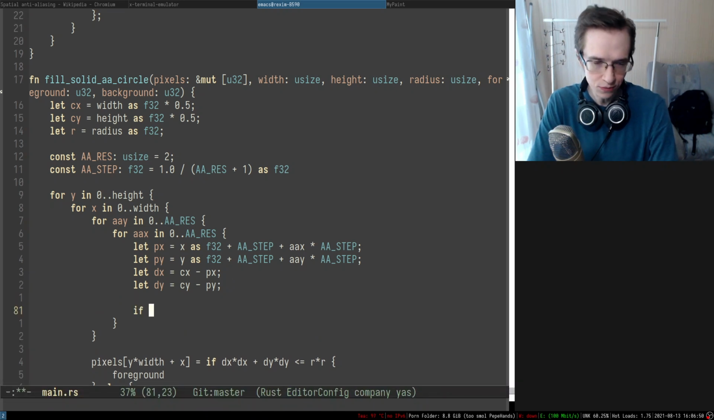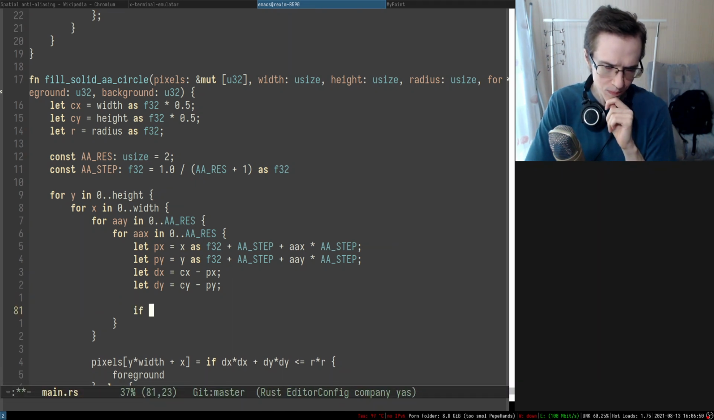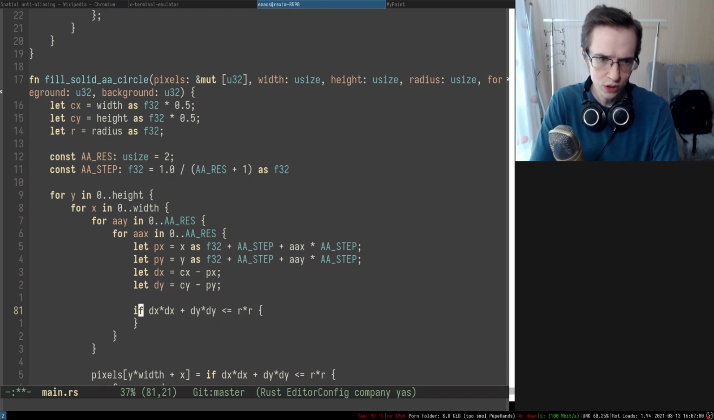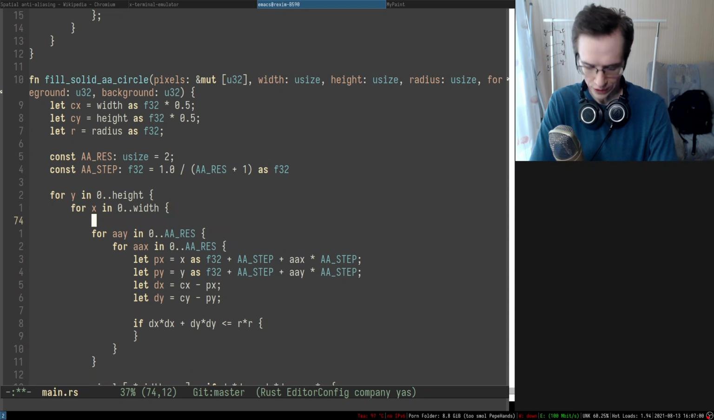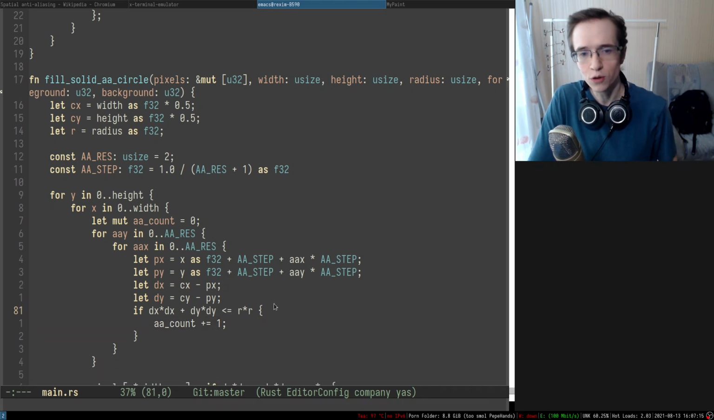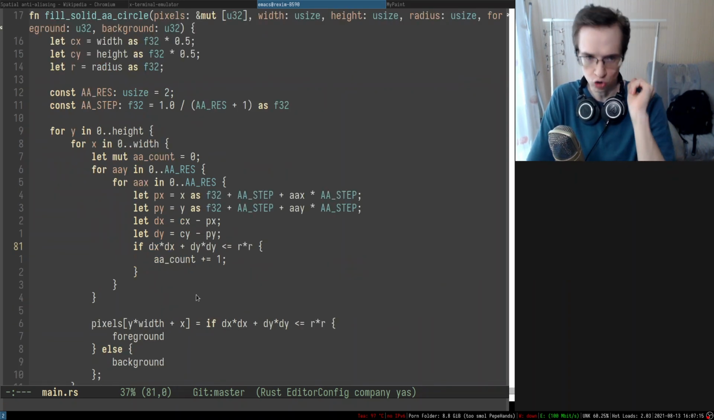And if dx squared plus dy squared is less than or equal to the radius, then we need to increment the counter. So we're going to have some sort of a counter in here. AA count is going to be initially 0, and then AA count plus 1. There we go. So this is how many probes lie within the circle.